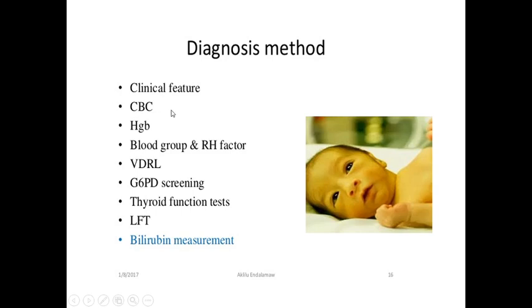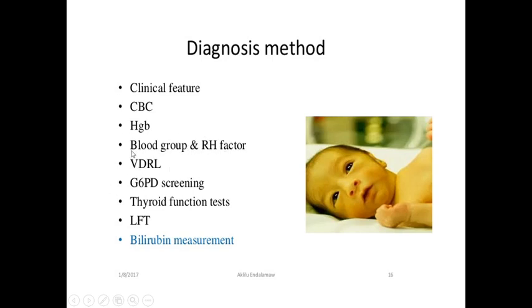Next, you can do a complete blood count. You can check the baby's hemoglobin, which is part of your complete blood count. Then you have to check for the baby's blood group and RH factor, and check that with the mother's blood group and RH factor to see whether there is any incompatibility between the mother's and baby's ABO and RH factors.